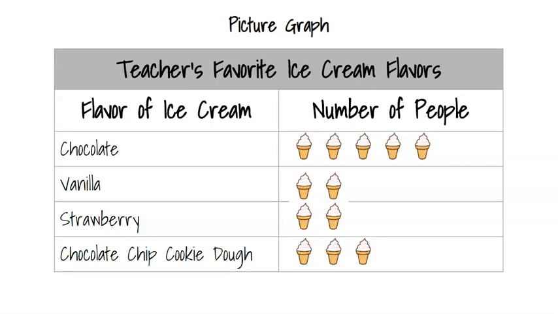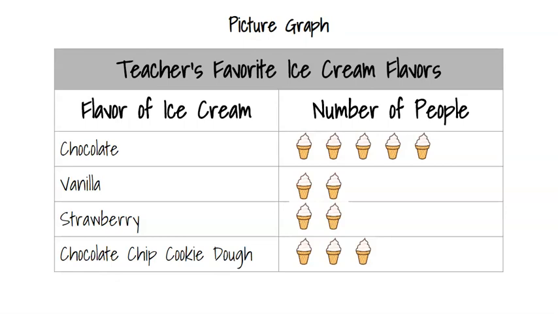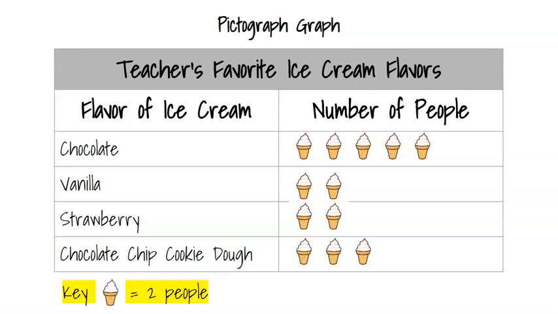So now here is the difference between a picture graph and a pictograph. Do you guys see the difference? Let's go back. Here's a picture graph, and here is a pictograph. The main difference between these two is that a pictograph will have a key. The key will show you what each picture represents. So here's where a lot of people make kind of a silly mistake. So this key says that one ice cream cone equals or represents 2 people.